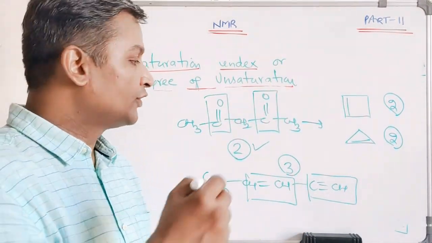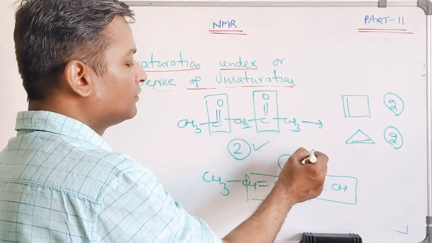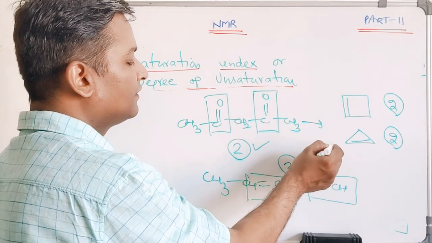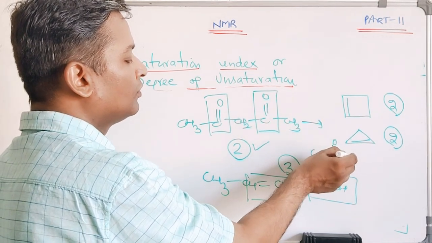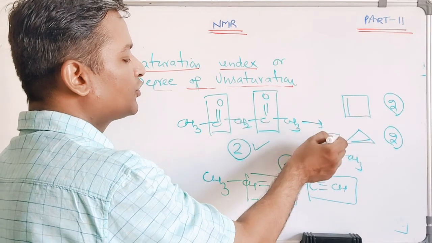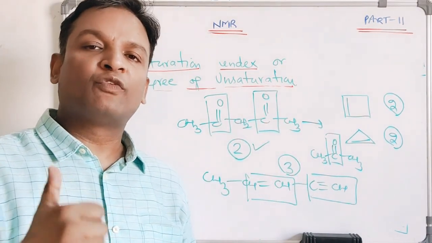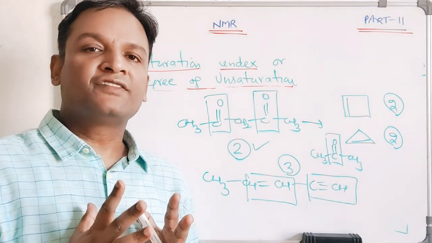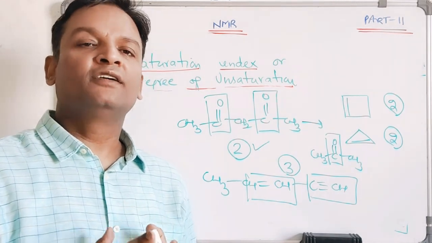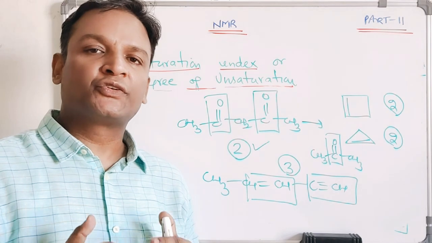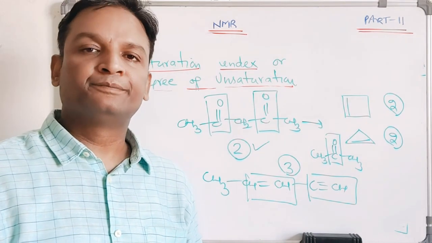Take the example of acetone, CH3, CO, CH3, just 1 double bond. So the degree of unsaturation of acetone will be 1. This is how the unsaturation index is a very important parameter before discussing structural elucidation through NMR spectroscopy.